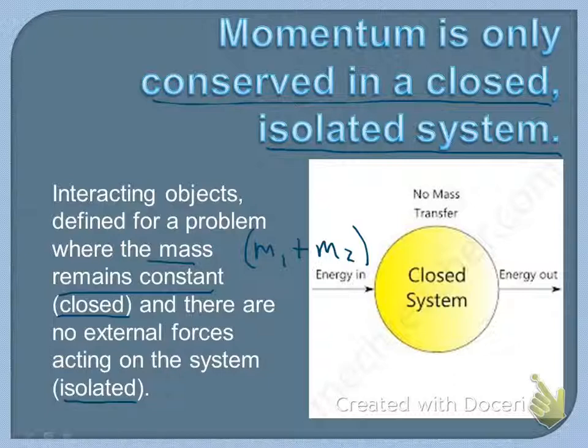You don't need to write all of this down, but just the key thing here is that there's no mass transfer. The mass of our objects is going to stay the same. And there may be energy in and energy out, but there's still a closed system. There's no external forces acting on the system.